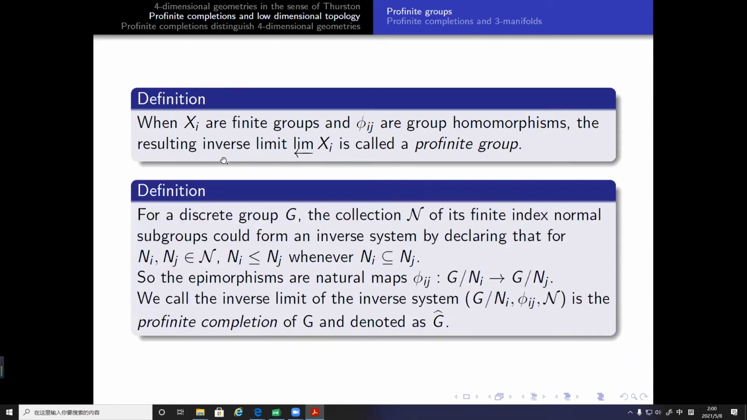This is the definition of a profinite group, and for our purpose we study the profinite completion of a discrete group. The finite groups here correspond to the finite index normal subgroups of a discrete group G, for example the fundamental group of a manifold. The collection N of all finite index normal subgroups of G forms a universal system, and then we can take its profinite completion, which is given by the notation G hat.